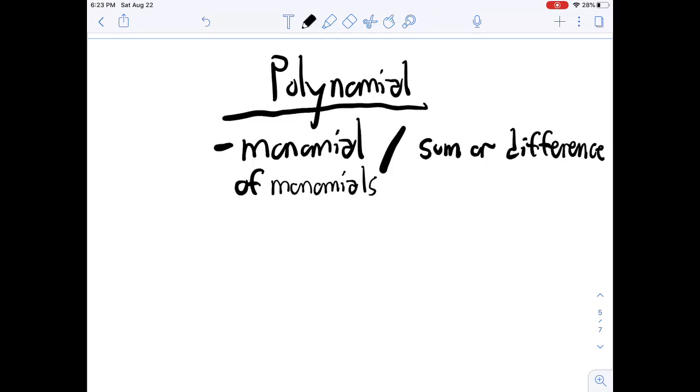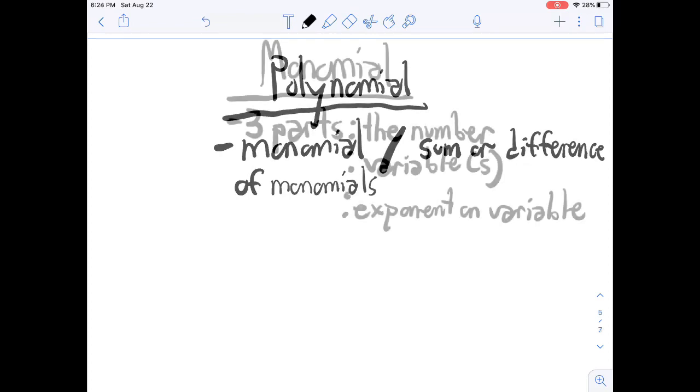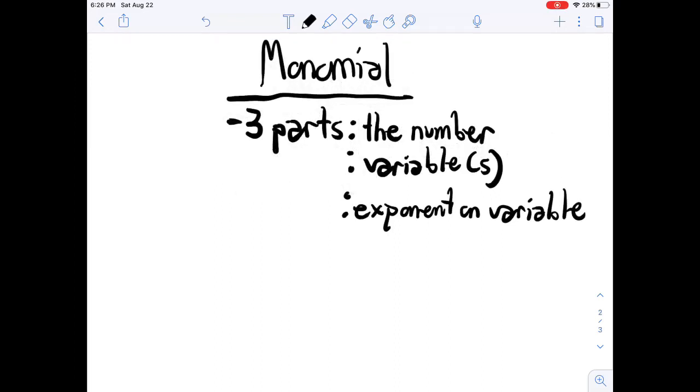Today we are going to focus on the introduction of polynomials. So what is a polynomial? A polynomial is a monomial or a sum or difference of monomials. So then what is a monomial?